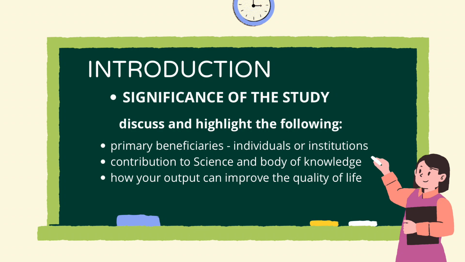The next part is the significance of the study. In this part, you will discuss and highlight the primary beneficiaries. So it can be individuals or institutions. Also, what will be the contribution of your output to science and the body of knowledge in general, and how your output can improve the quality of life. So in this part, you really have to mention who will be the recipients of your study and why your study is beneficial and why it should be allowed to be created, since this is just a proposal or a concept. So you really have to convince your teacher or your panel that your paper is significant and therefore should be implemented.